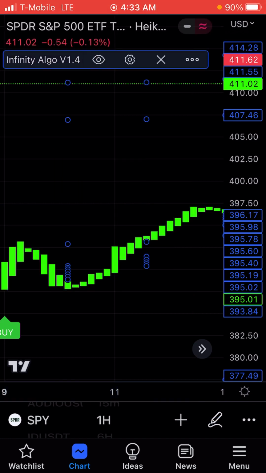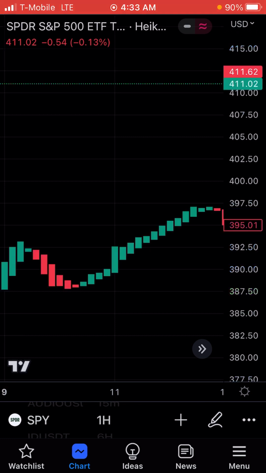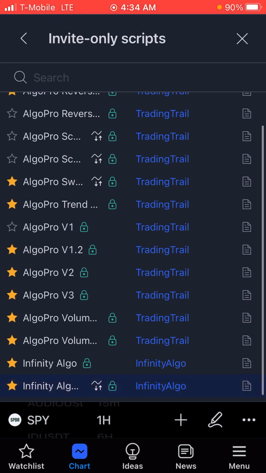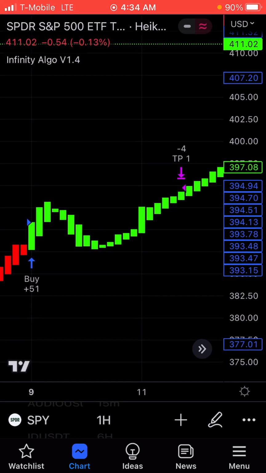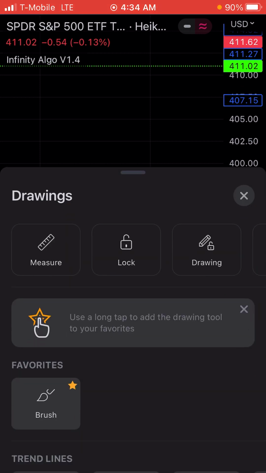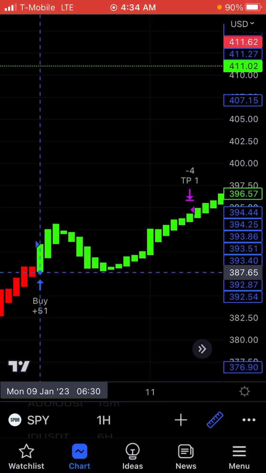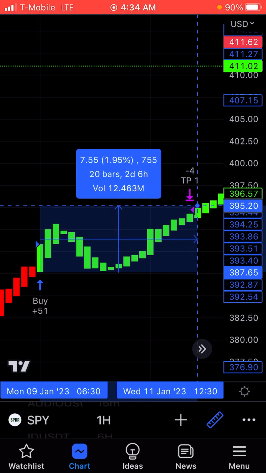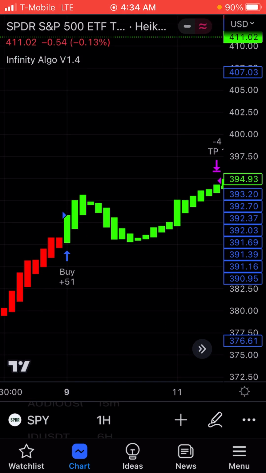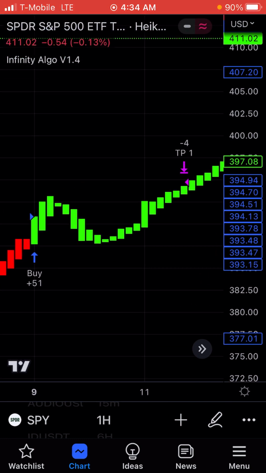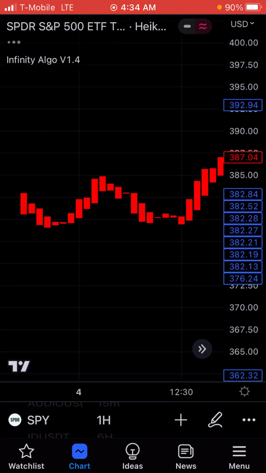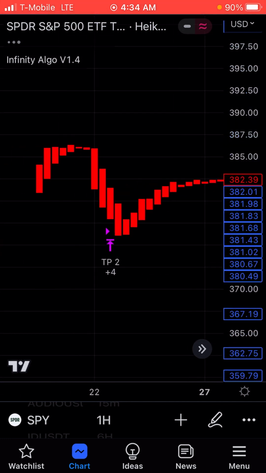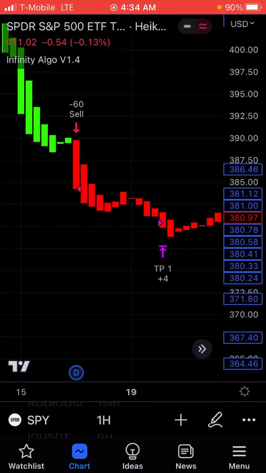So let me switch this over to the other Infinity Algo, and we'll see how well that works. Let's check this one out. This one should give you the take profit zone. Like from here to here, here to here is a take profit zone. So I think that's the one I just did. But the other indicator gives you take profit zones, I believe. So let's look again for take profit zone, sell there.